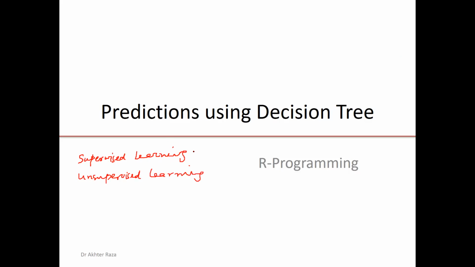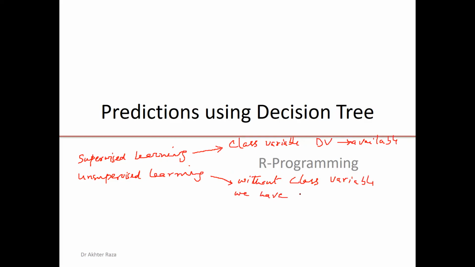In supervised learning, the class variable or dependent variable is available. And in unsupervised learning, without a class variable, we have to group the data.